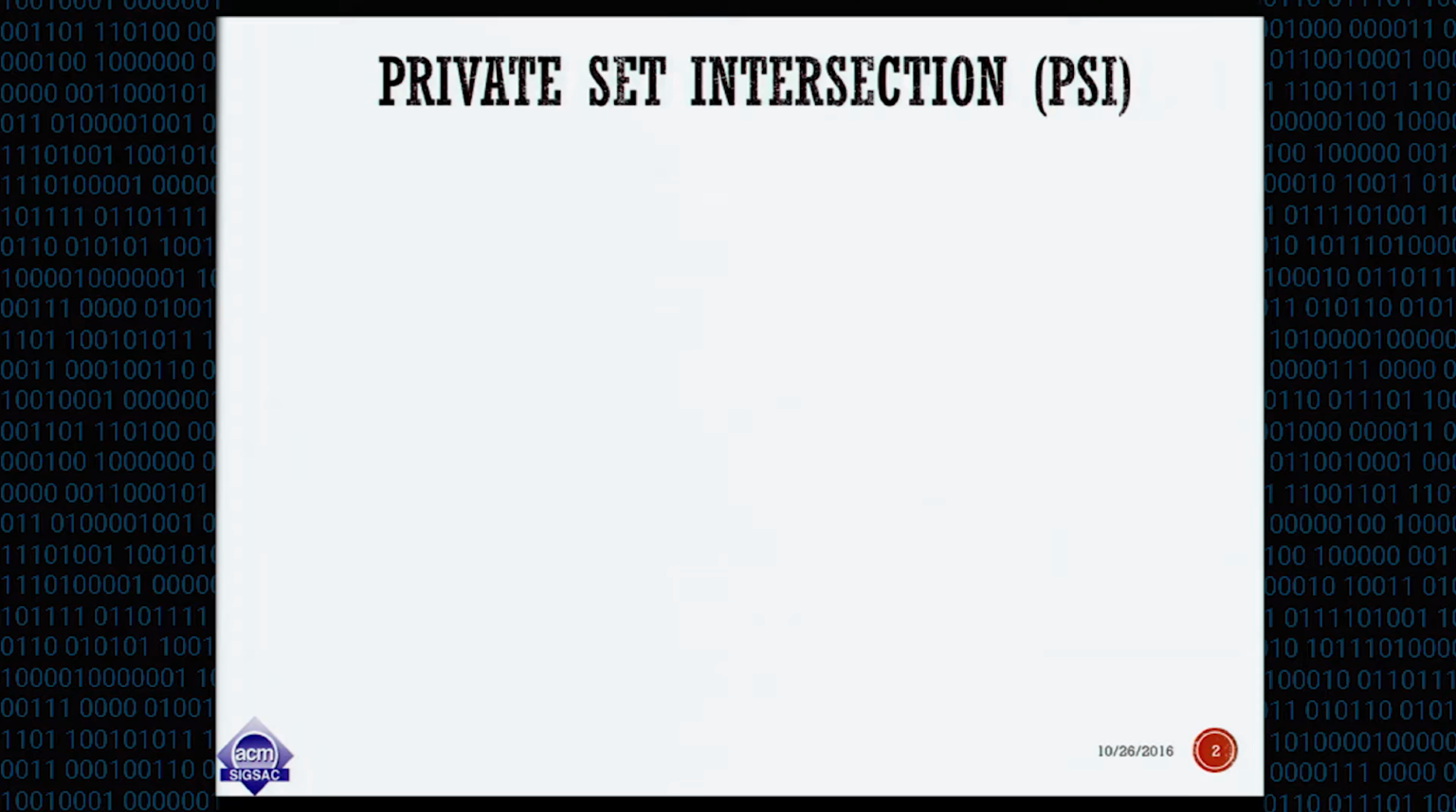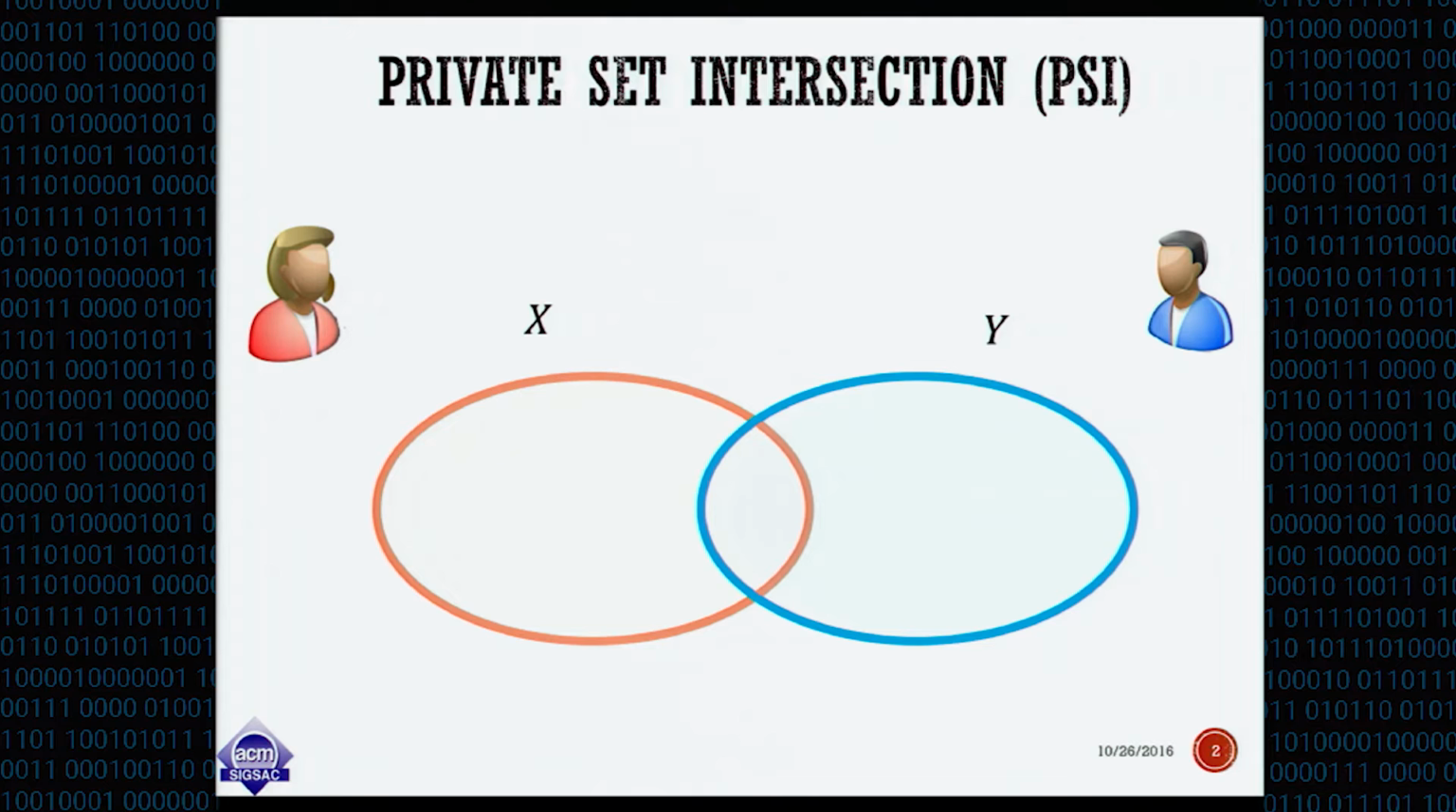Let's see a very simple scenario to understand what private set intersection is. Here we have two parties, Alice and Bob. Each party has a set of items, here X and Y. Now they want to compute the intersection of their sets without revealing any additional information. So Alice doesn't know the rest of Bob's items, and similarly Bob doesn't know the rest of Alice's items. This is the problem of private set intersection.